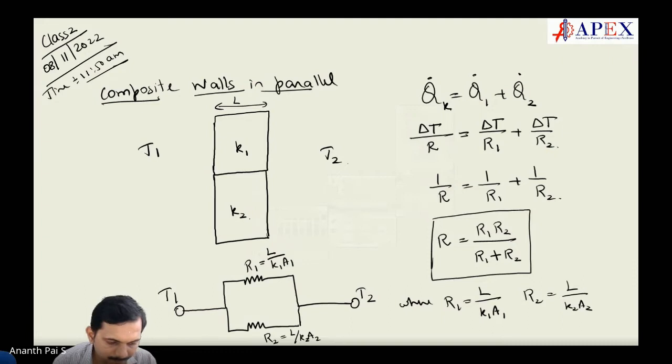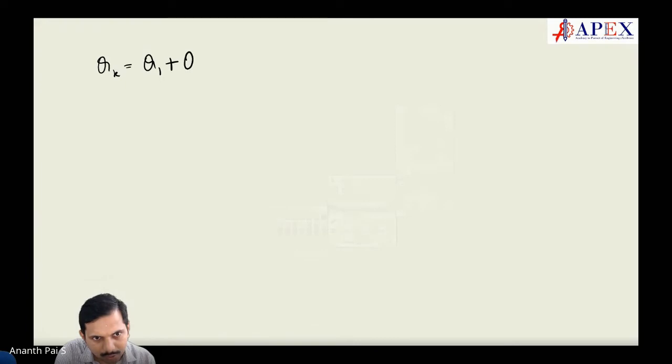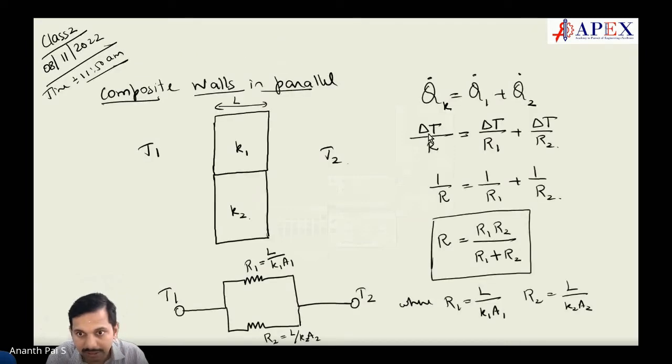Now, what is the total heat which is transferred? Qk would be equal to Q1 plus Q2, which is equal to T1 minus T2. Observe that it is T1 minus T2, not delta T. I'm very sorry here. I think I wrote delta T. Delta T with a minus is okay, but actually it is not delta T.